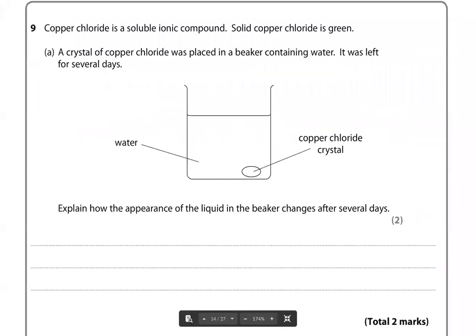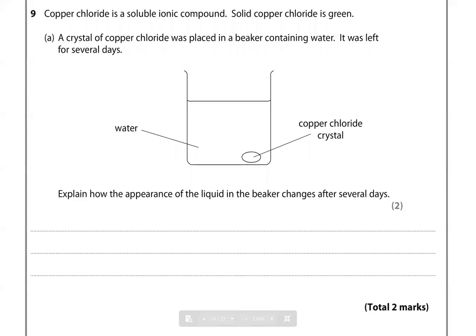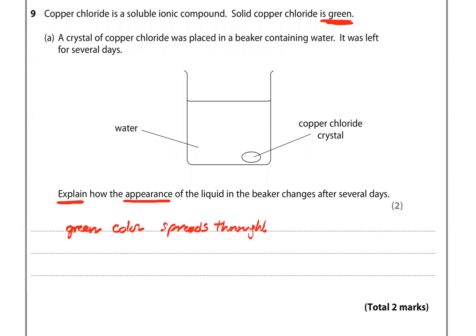Question 9. Copper chloride is a soluble ionic compound. Its solid copper chloride is green. Crystal of copper chloride was placed in a beaker containing water. It was left for several days. Explain how the appearance of the liquid in the beaker changes over several days. Of course, green color spreads throughout the liquid.